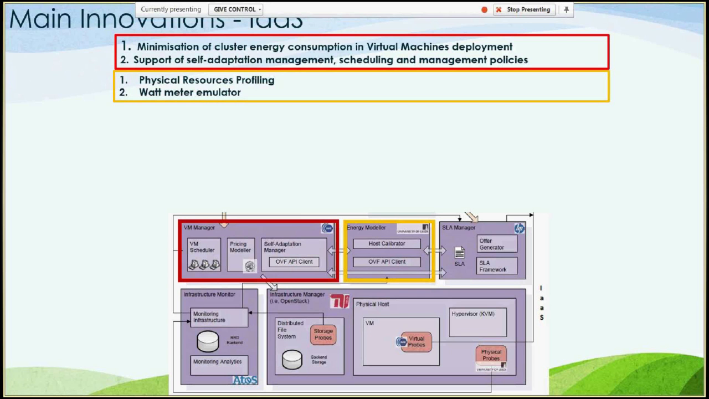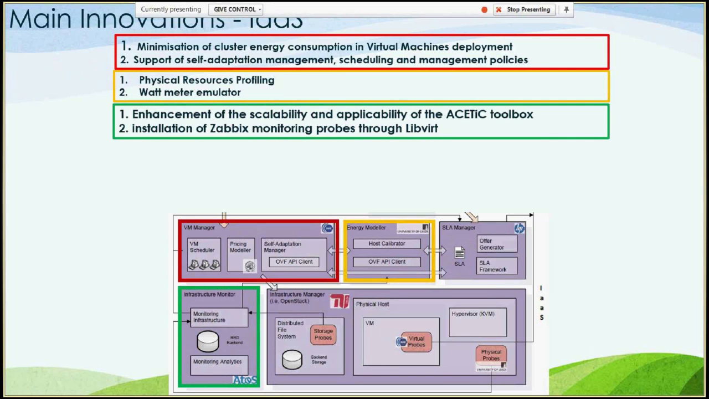So it has an interesting algorithm that looks at how, thanks to monitor data, you can calibrate the data and emulate any watt meter. The infrastructure monitor is to do with, of course, how you monitor your application running on a cloud infrastructure. It enhances the scalability and applicability of the ASCETiC toolbox, and at the moment it's based on the Zabbix monitoring tool, and also provides the support for the installation of monitoring probes through libvirt.